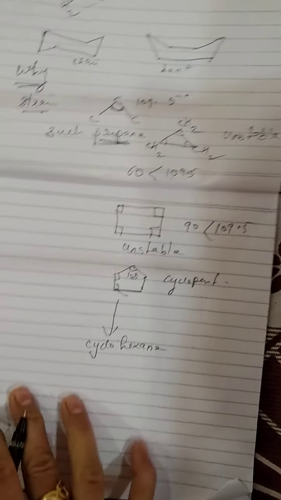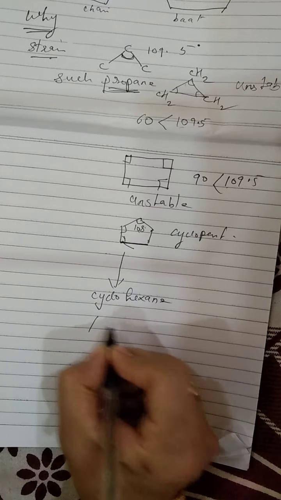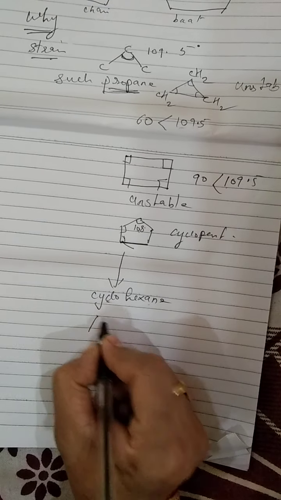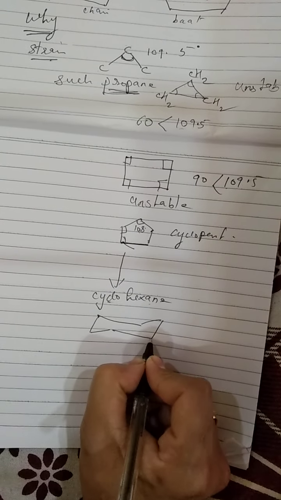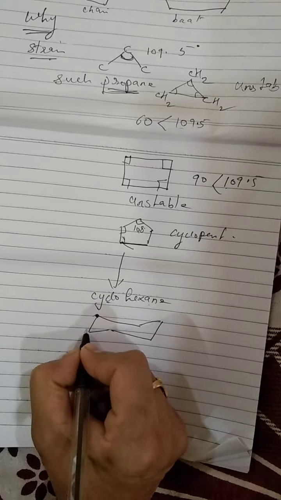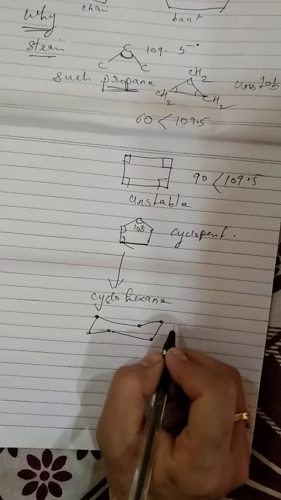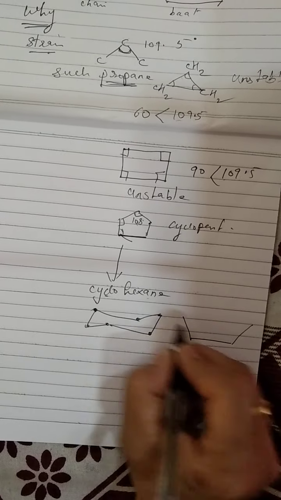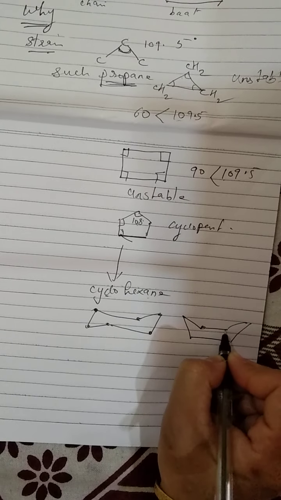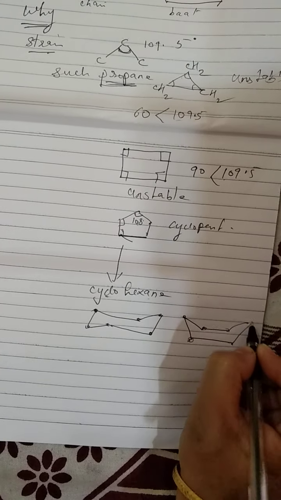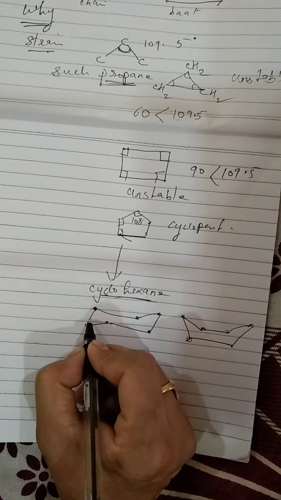But as we move ahead, we will move to cyclohexane, that is what we are studying in this topic. Cyclohexane has a structure like this. This is one carbon, one carbon, one carbon, meaning six carbons. This is the structure, and one more, it also exists in boat form. These are six carbons.